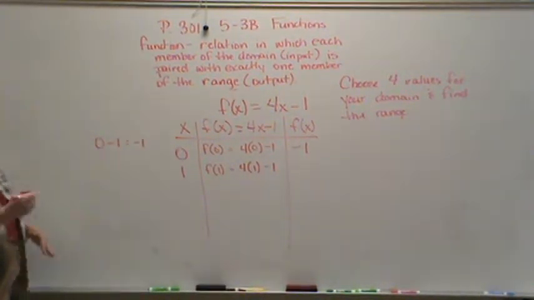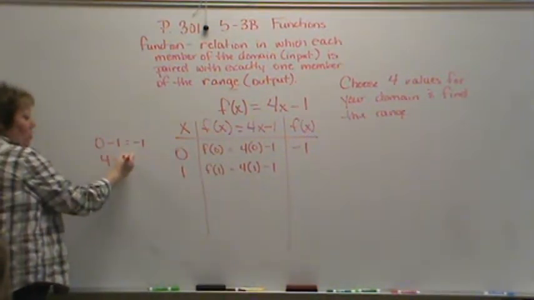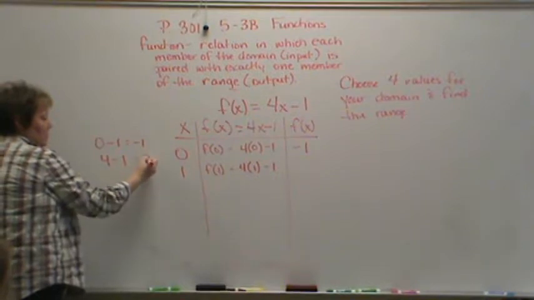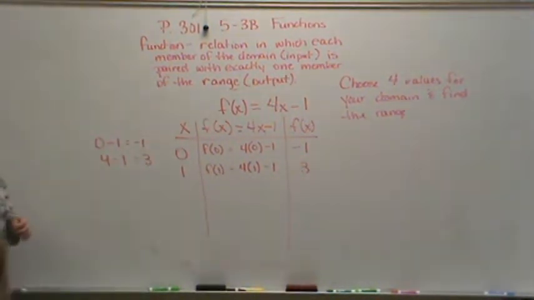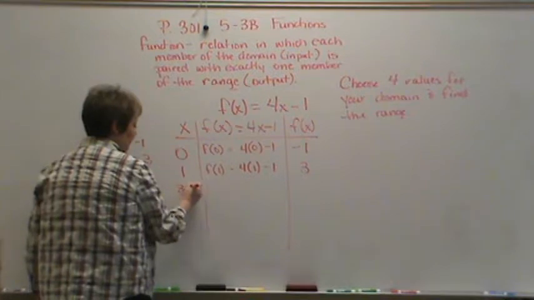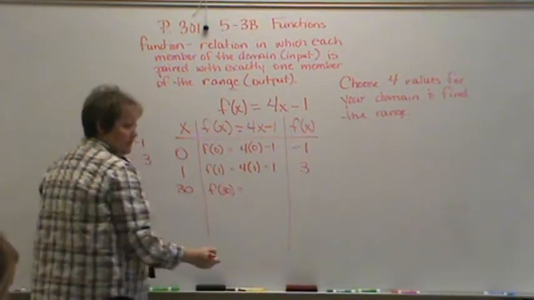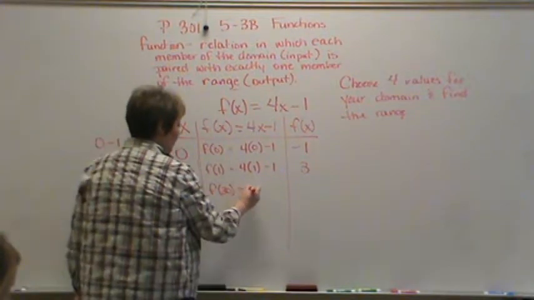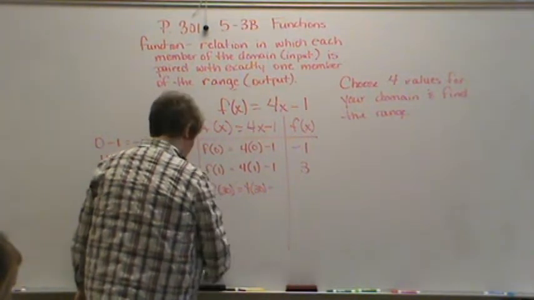And 4 times 1 is what? 4 minus 1 is... input, output, domain and range. Okay, give me a value. 30. Chuck it down. Really? Yeah, chuck it. We went from 1 to 30. How did we do that? Okay, that's his number.